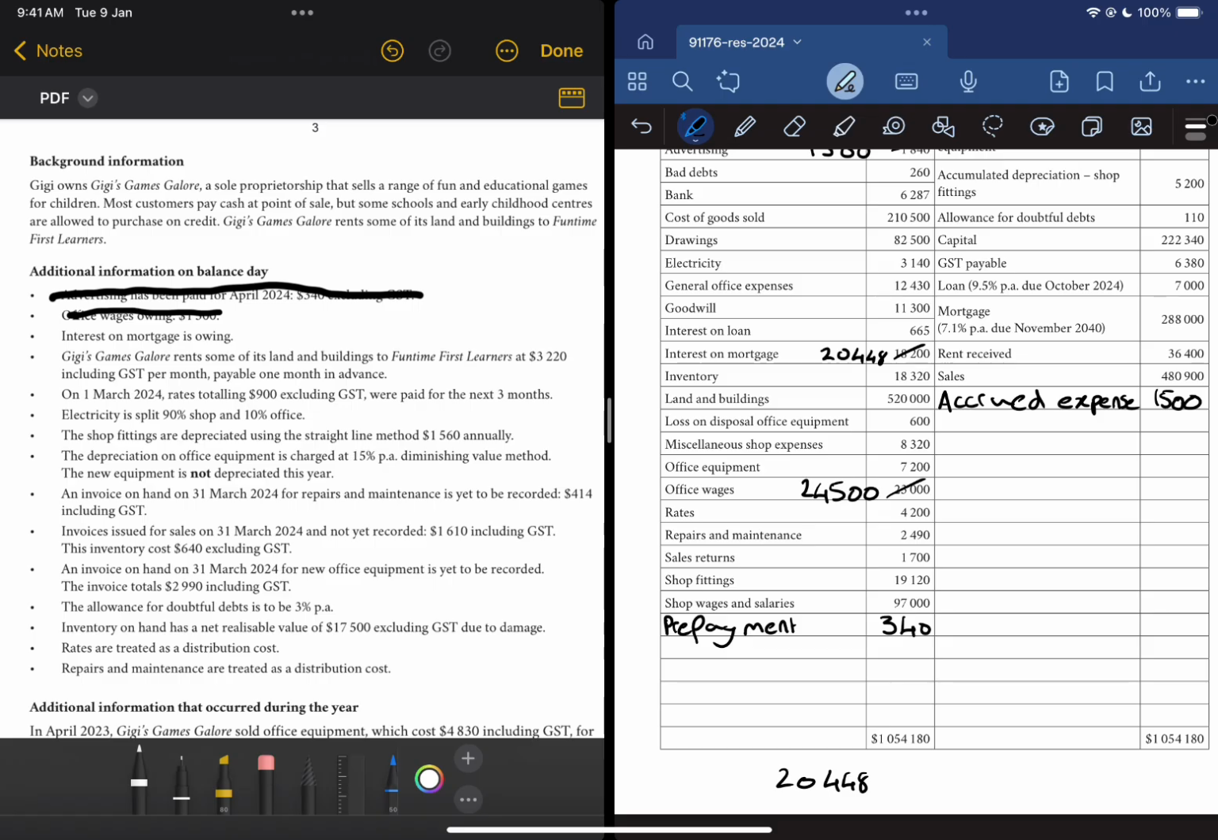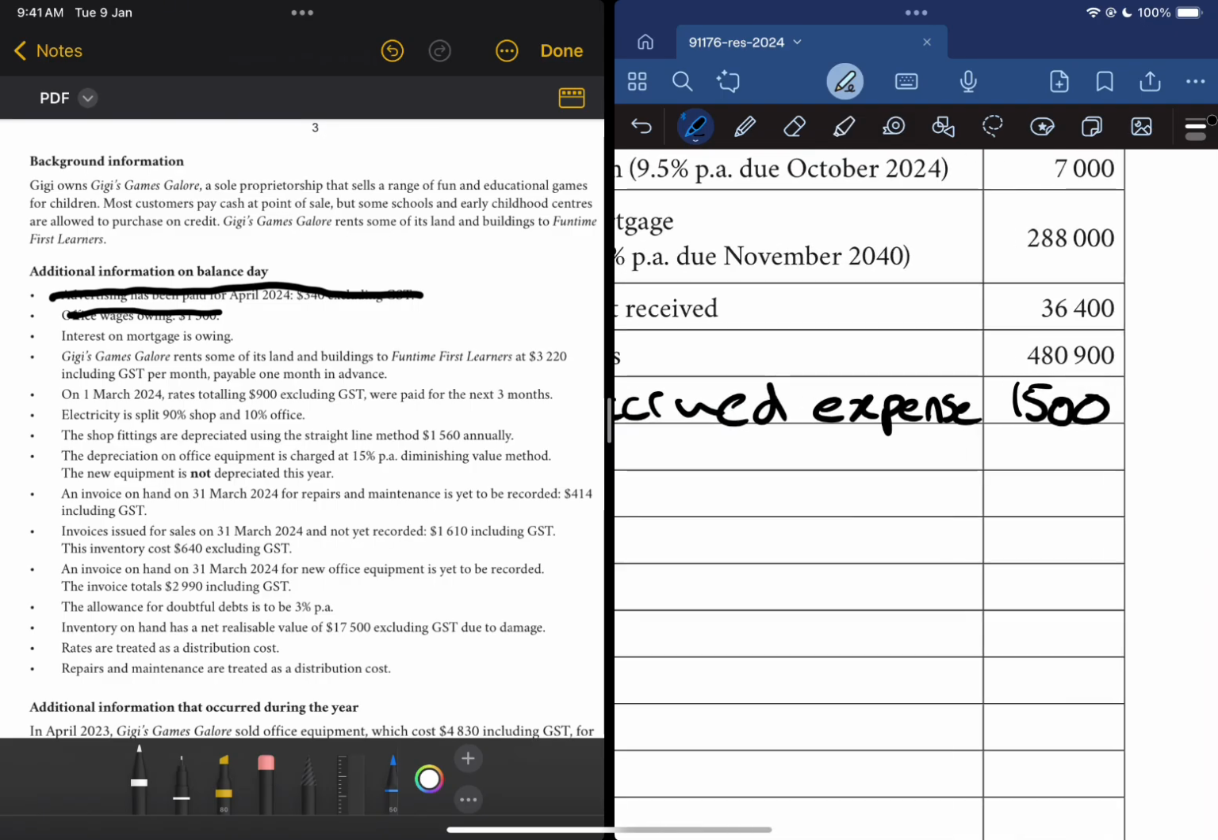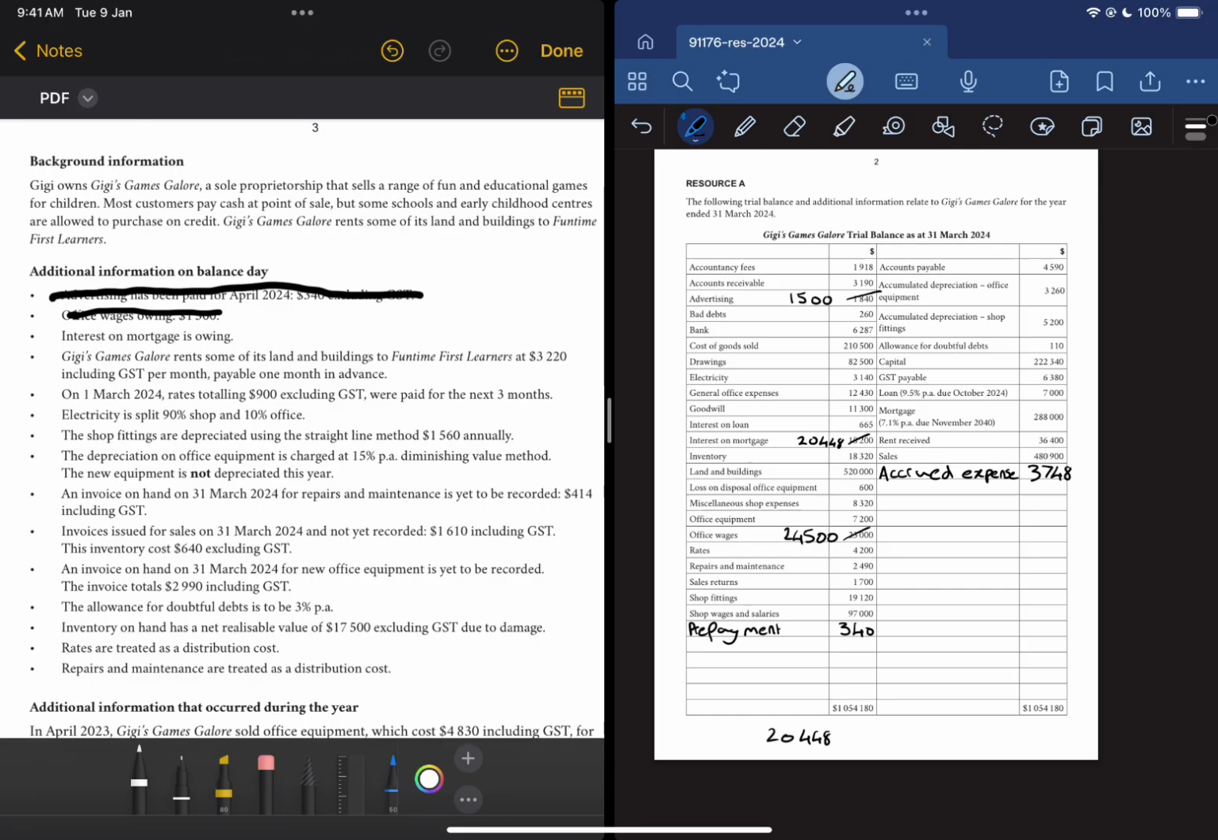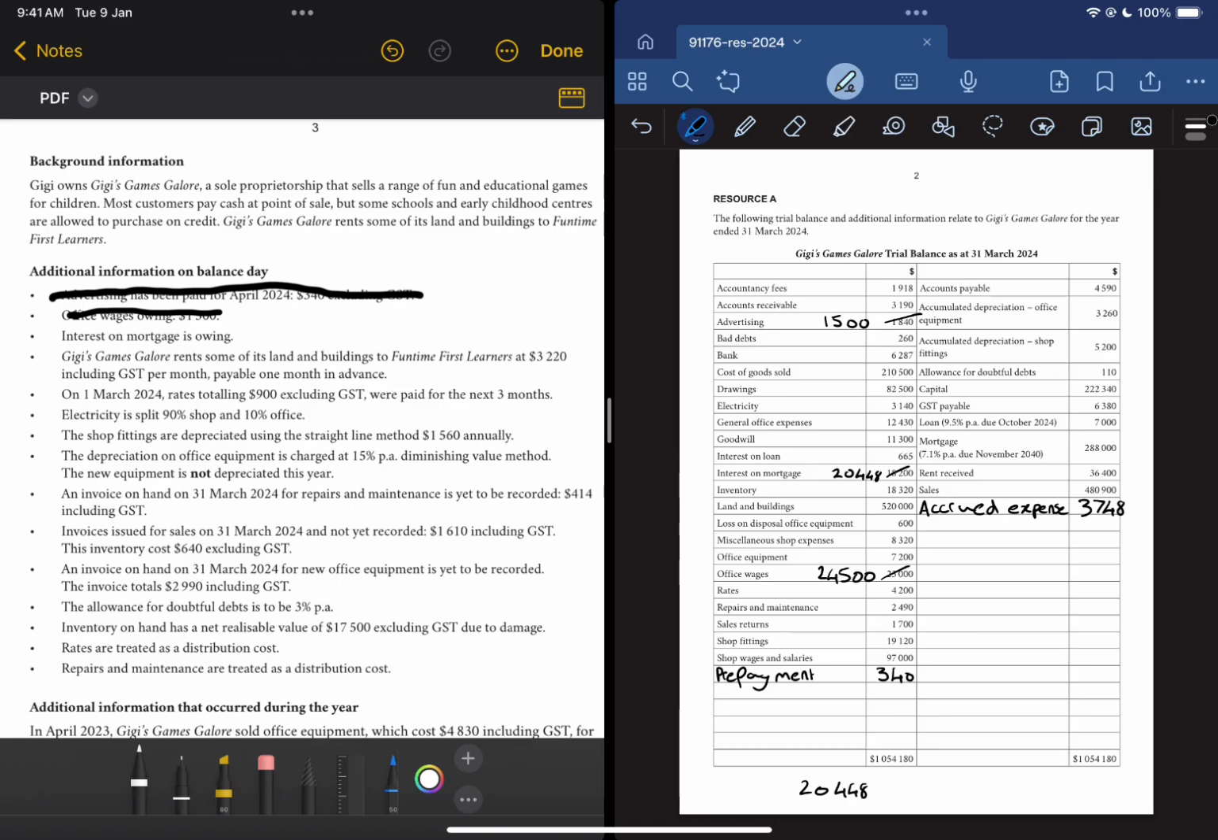So again, guys, this is just going to be another accrued expense, right? Because it's a due expense that we need to pay, okay? So what we're going to do is go 1,500 plus 2,248, which is going to give us 3,748, okay? So we're just going to go over here and cross that out. 3,748.